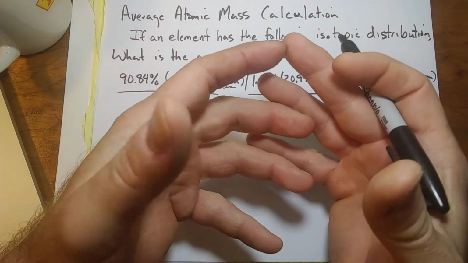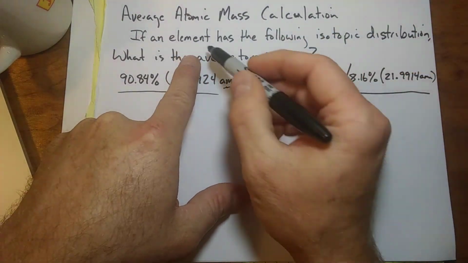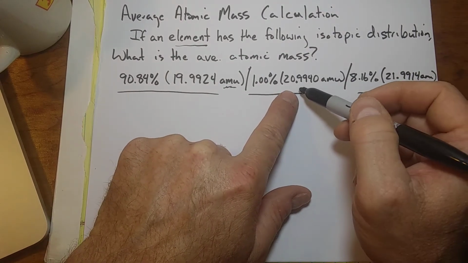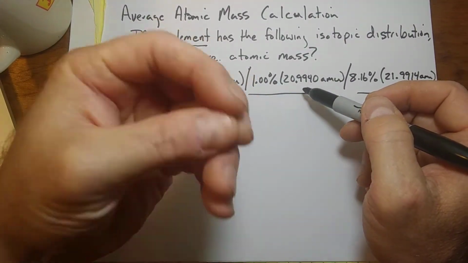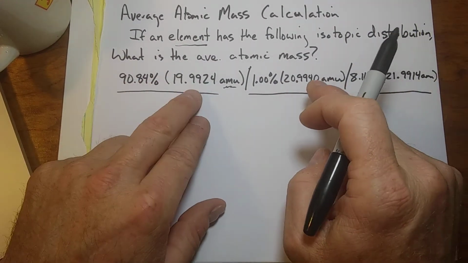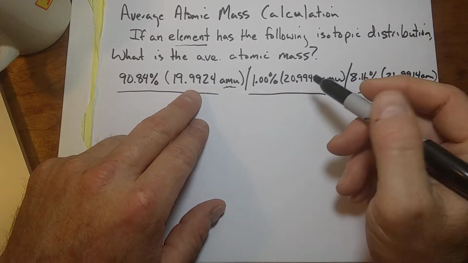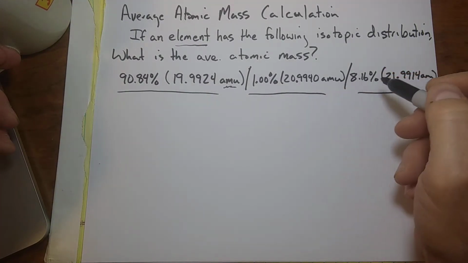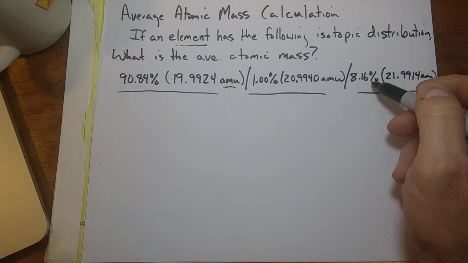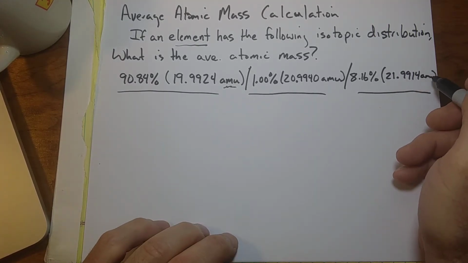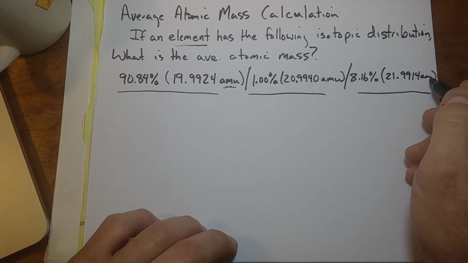So when we see AMU, we're often going to think grams per mole. 1% of this pile of whatever element, it doesn't tell us what that element is, 1% of it has this weight. The atoms that, divvied up, this isotope, this isotope, this isotope, they differ in weight, of course, because of those neutrons. 20.9940 AMU. And then last, 8.16% has this weight, 21.9914 AMU. It's just almost cut off there.